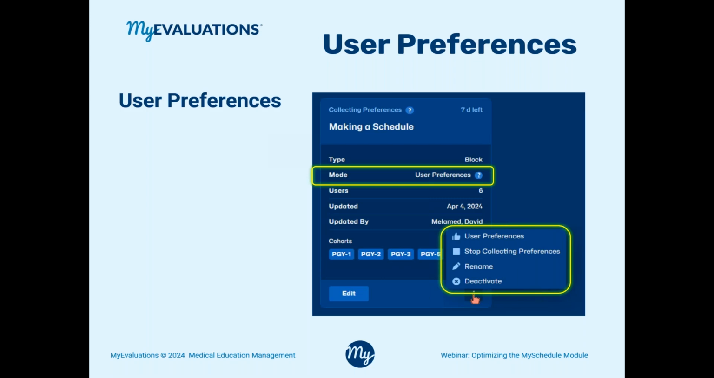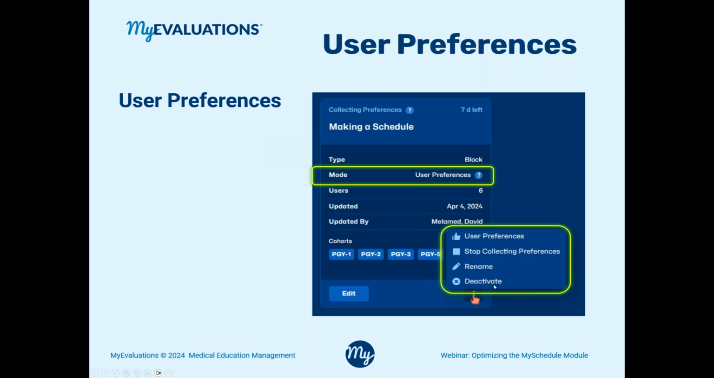I can also say, you know what? It's April 9th. I've looked at all the user preferences and we want to stop collecting preferences and I want to generate the schedule now. It tells you here at the top that there's 7 days left. So it's up to you. You want to stop collecting preferences and you want to generate the schedule now.